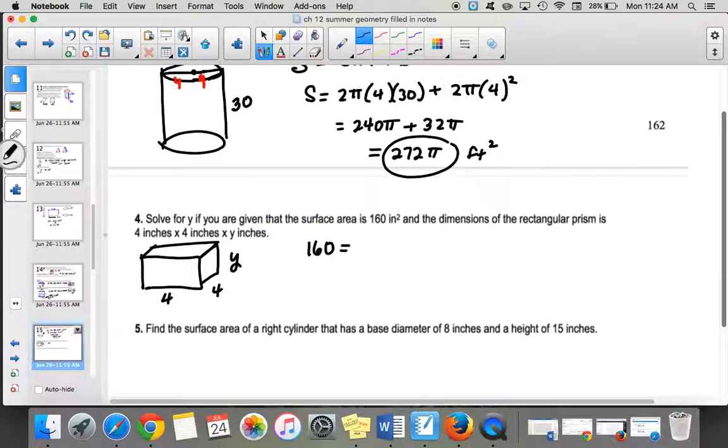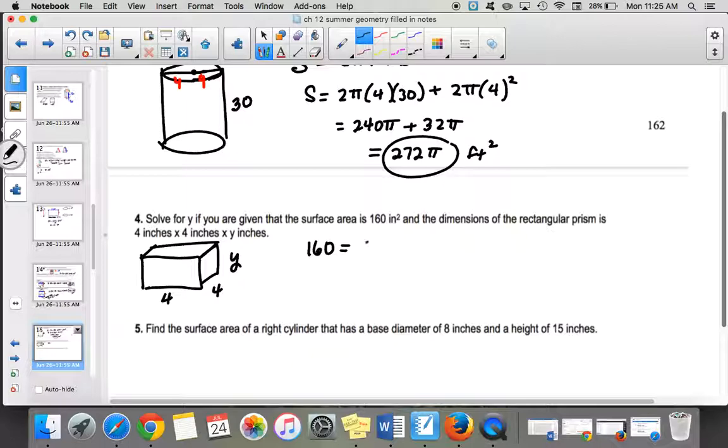You can do your perimeter times height plus 2 of the area of the bases if you want, or you can break it up into the front, back, right, left, top, bottom. Up to you. Do you guys have a preference? Does it matter? Yeah, so let's do the front, back, right, left, top, bottom.